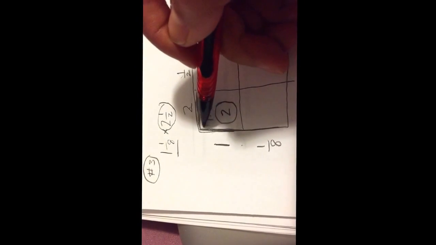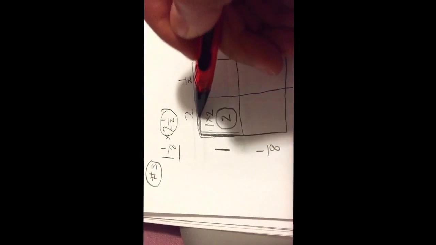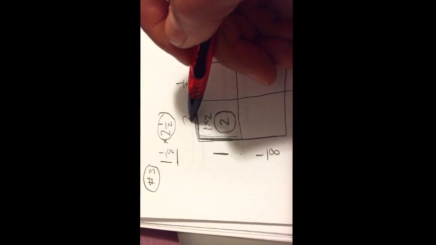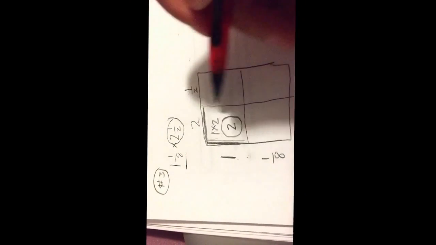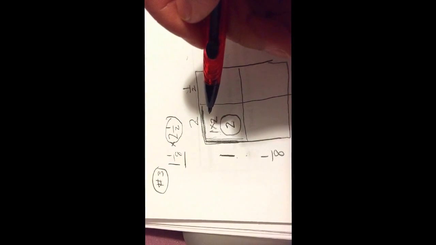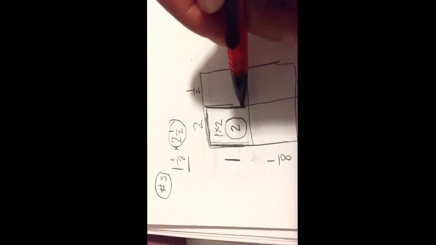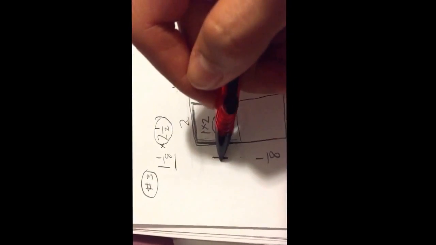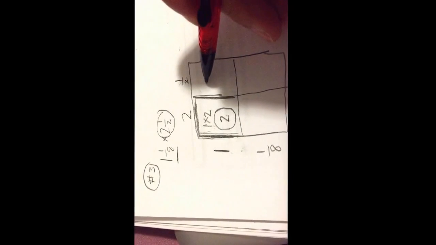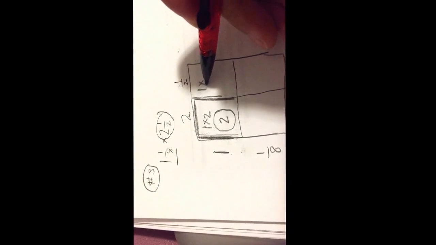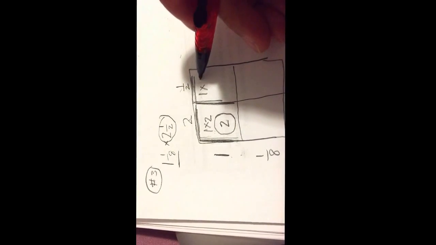So I took the length and the width, which is 1 and 2, and I multiplied it. 1 times 2 is 2. So this answer right here is 2. We're going to do the same thing for this. We're going to take the length. Now, this length is the same as this length right here. So this is 1 times the width here. The width here is 1/2.